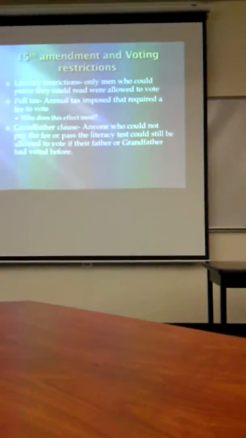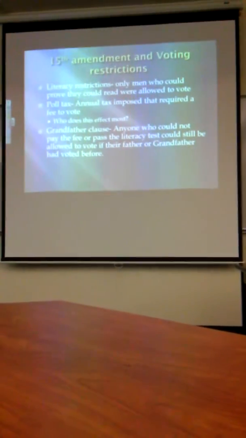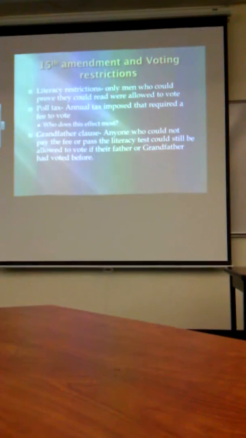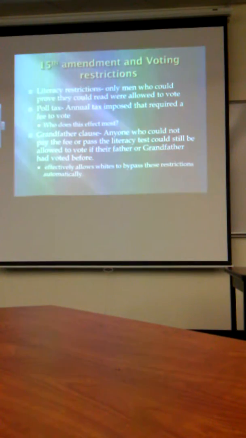As you can see up on the screen, there's poll tax and grandfather clause, which were essentially acts that were put in place to help keep blacks down at the voting polls. Grandfather clause basically said that if you were a white man and your grandfather or your father had voted, then the restrictions that applied to blacks didn't apply to you even if you couldn't read. So, as you see there at the bottom, it effectively allows whites to bypass these restrictions.